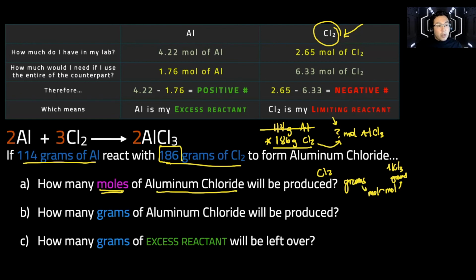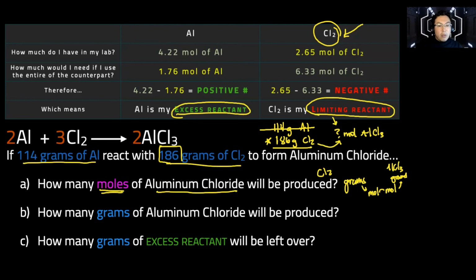What about the last question? It says, how many grams of excess reactant will be left over? This one is trickier because it's not requiring you to know which one is the limiting reactant, but it's expecting you to understand that you need to check about the excess reactant, right? The one that we disregarded at the beginning, right?